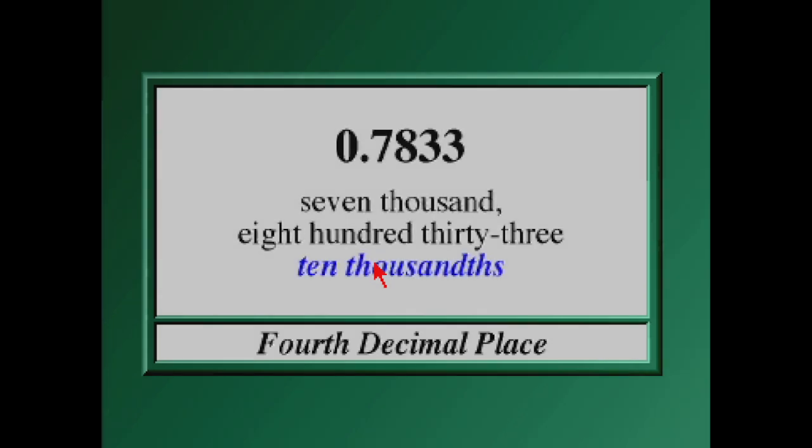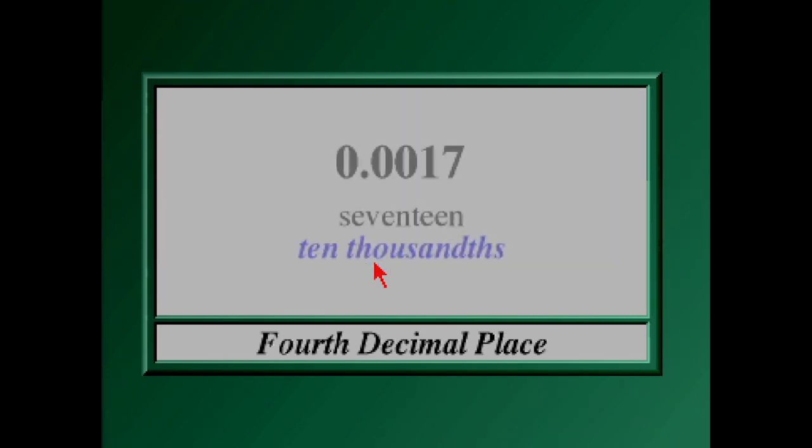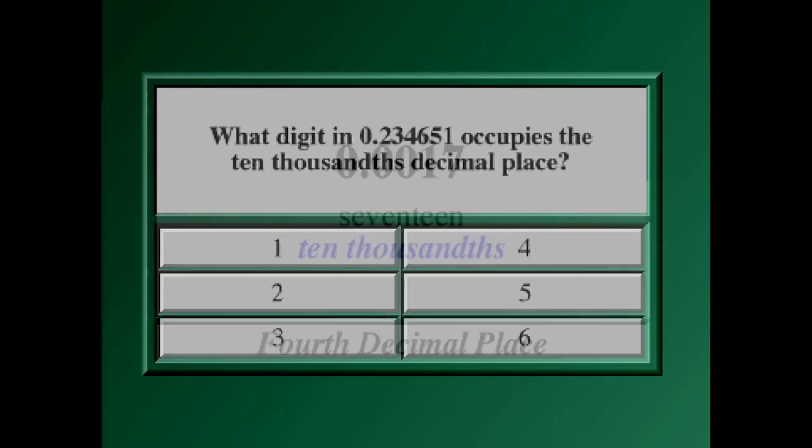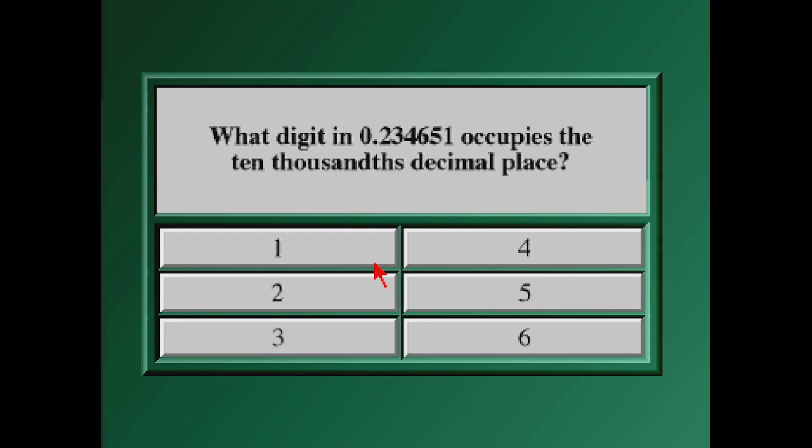For example, 0.7833 is 7,833 10,000ths. The decimal 0.0017 is 17 10,000ths.